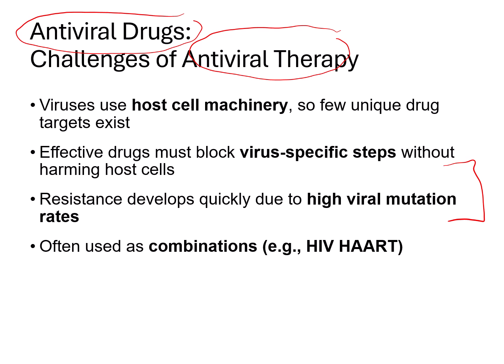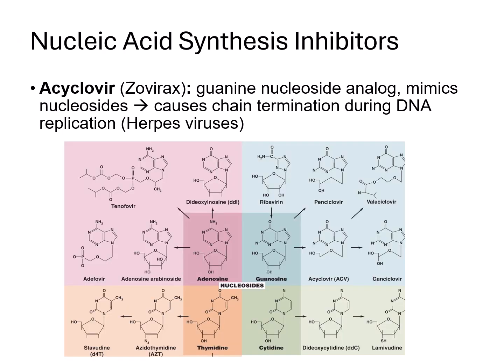For example, for HIV we have something called HAART therapy, which stands for Highly Active Antiretroviral Therapy. We're going to see this later on in the section, but it's a combination of multiple antiviral drugs that target different steps in the HIV life cycle. One way we can attack viruses is by preventing their synthesis of nucleic acids, DNA or RNA.